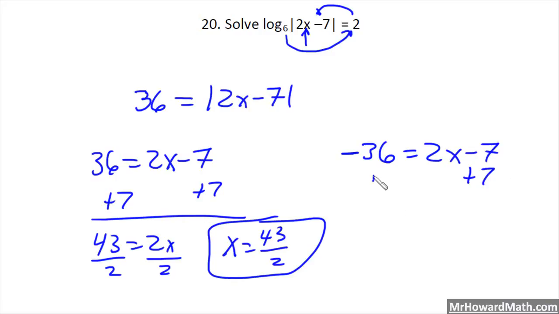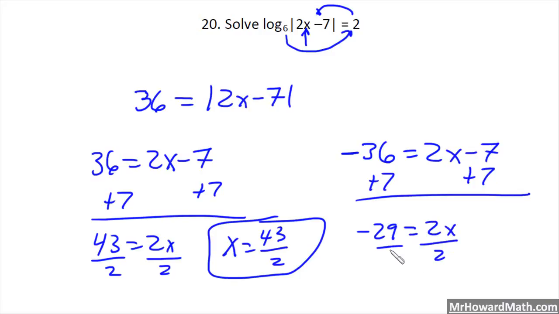So add 7 over here, and I'll get negative 29 equals 2x, divide by 2, and we get x equals negative 29 over 2, and that also is an acceptable answer, because if you plug that in for that x, it will give you a negative number inside here, but it will flip to positive because of the absolute value here. So it is also acceptable.